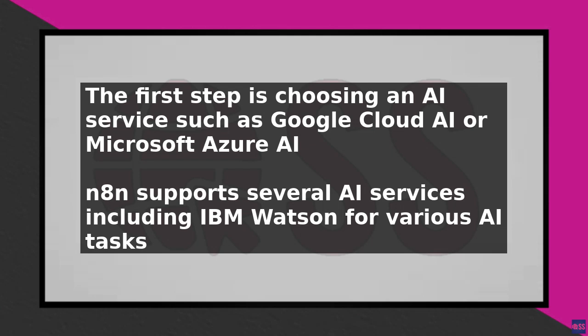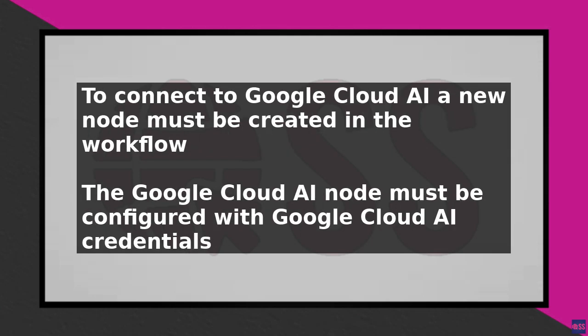Next, you need to configure the AI model. N8N supports several AI models, including text classification, sentiment analysis, and entity recognition. For this example, we will use text classification. To configure the AI model, click on the Google Cloud AI node and select the text classification model. You can then configure the model with your specific requirements, such as the text to classify and the classification labels.